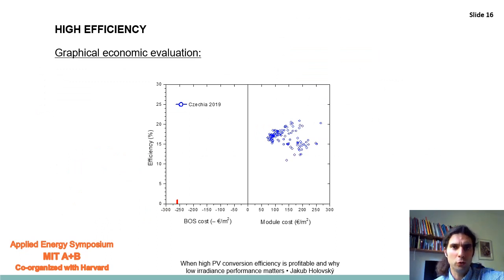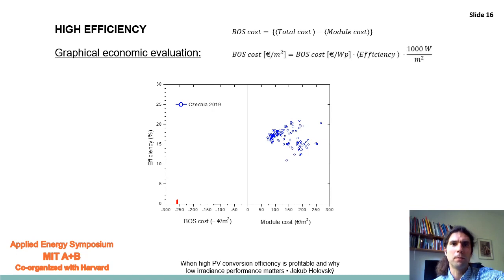Once I know I can use this method, I just have to make market survey of the module cost and of the BOS cost. But for BOS, I use average efficiency values to recalculate it to meter squares. And I also evaluate ratio of BOS over module cost for comparison. Now, how to evaluate all these data points?